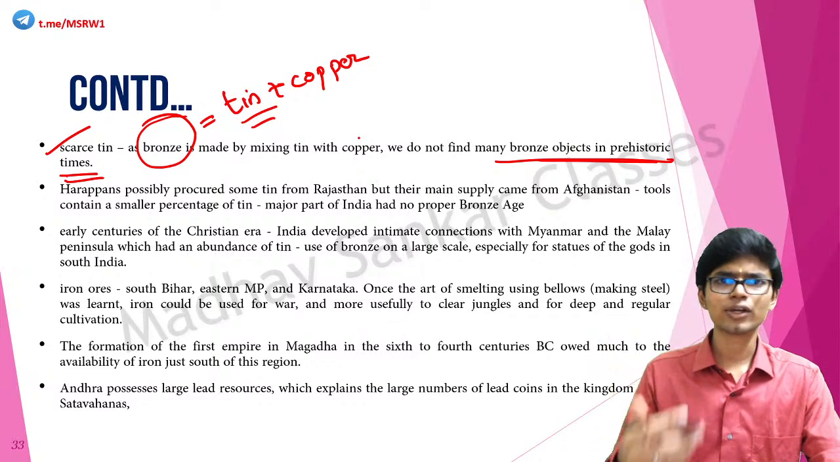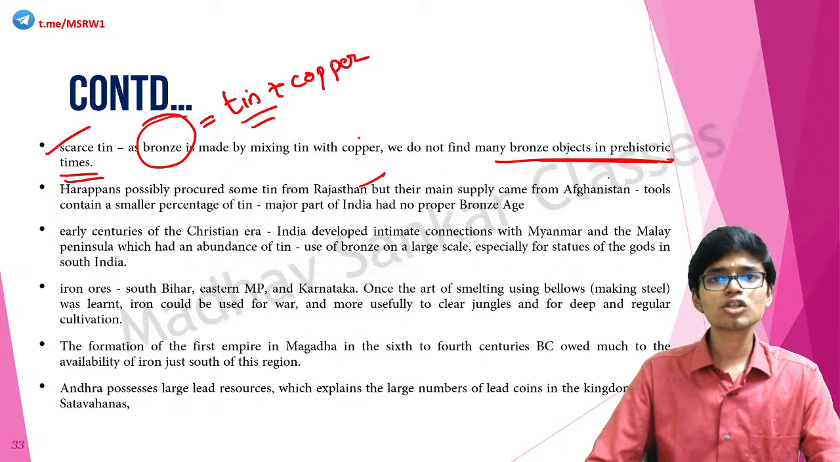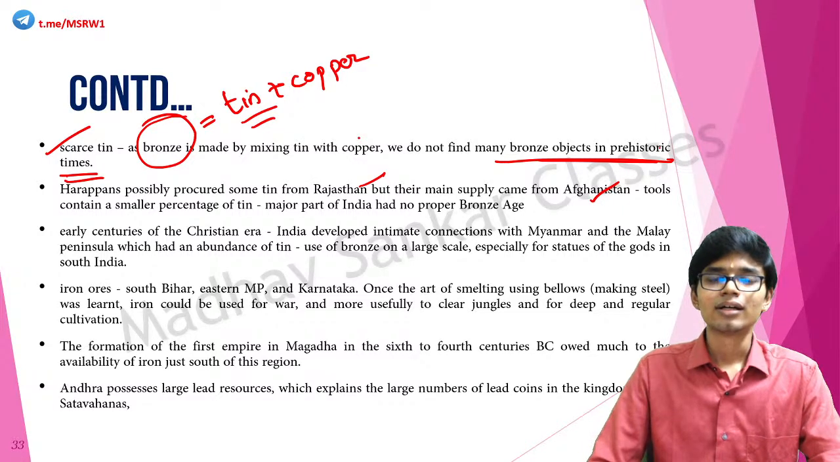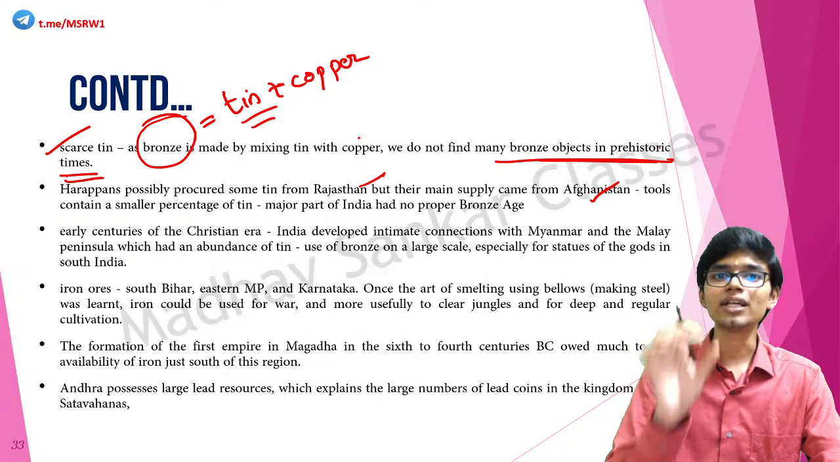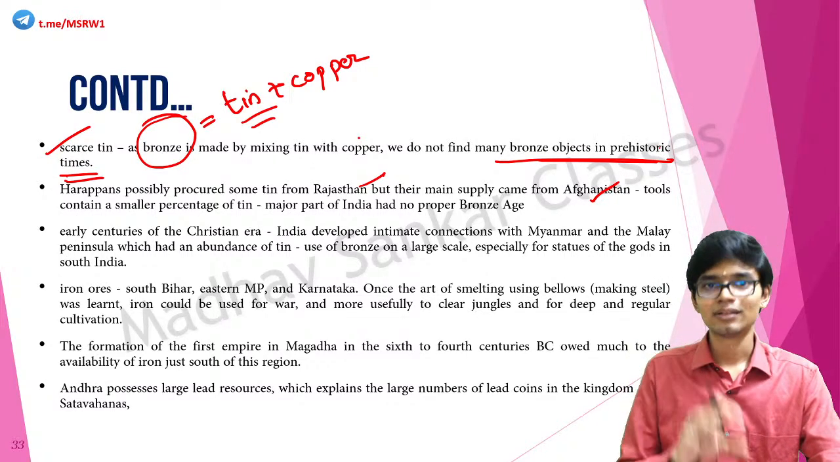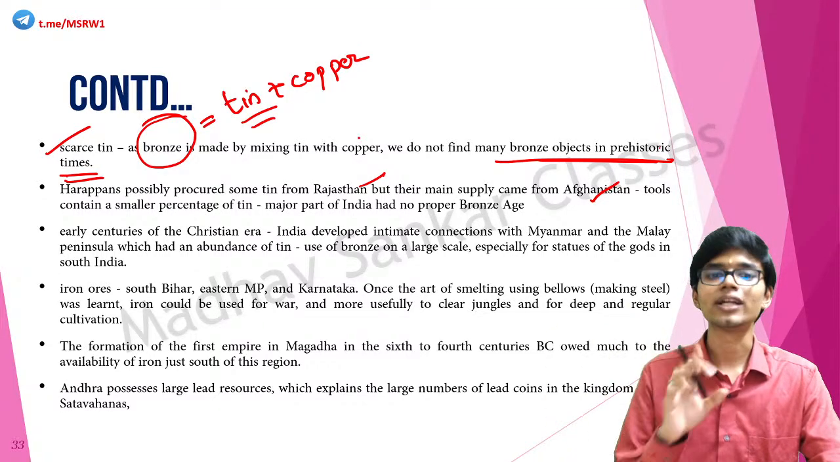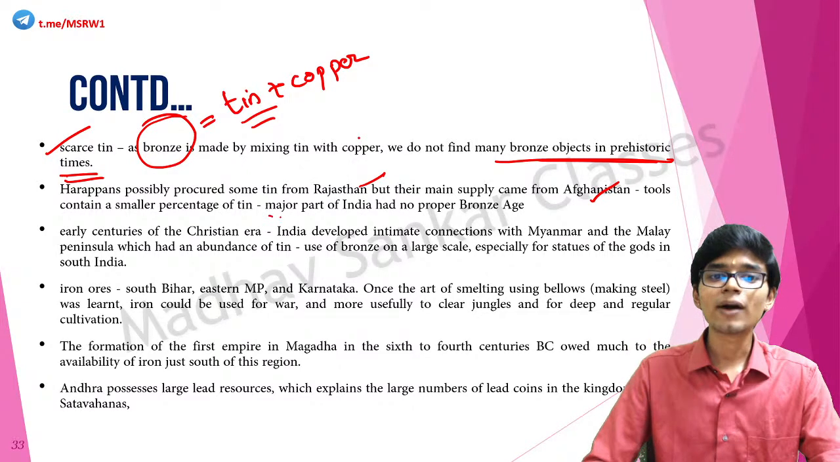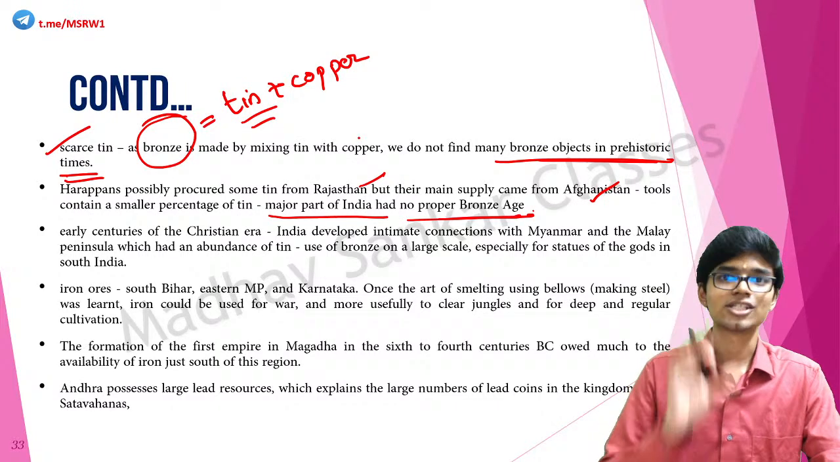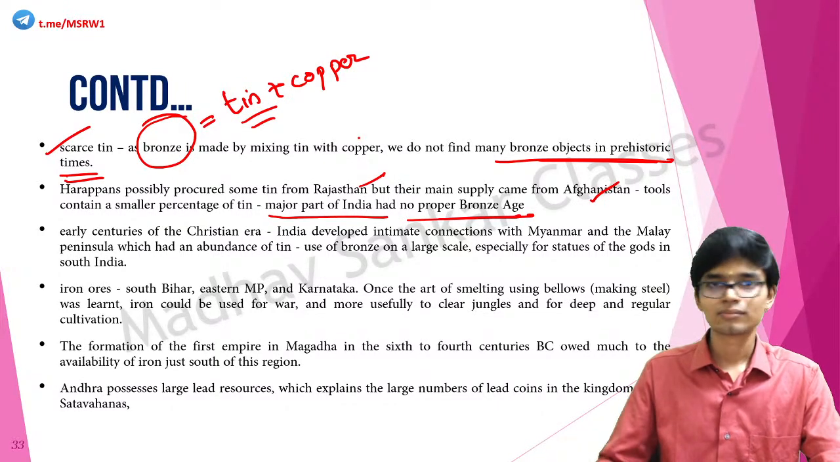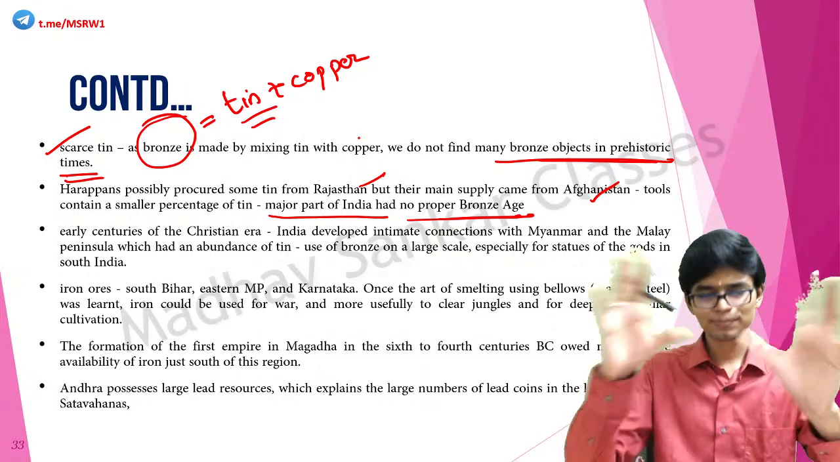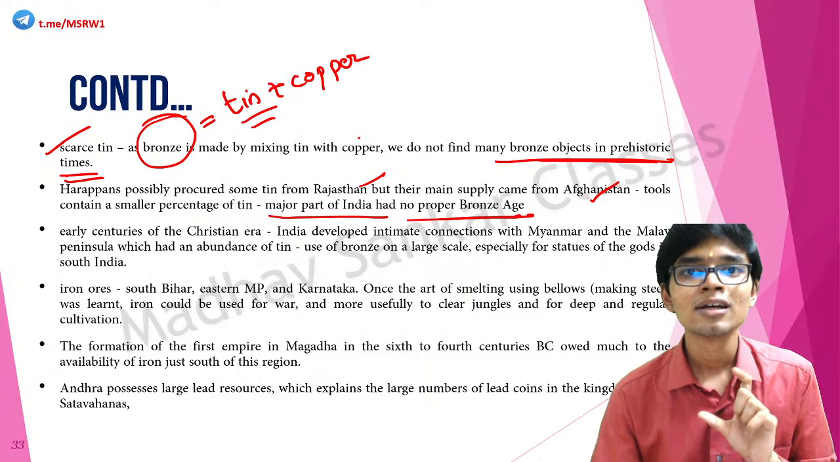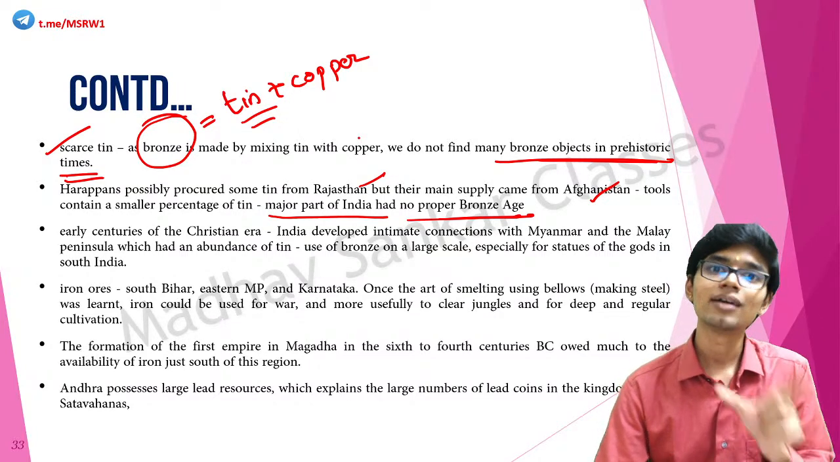Harappans possibly procured tin from Rajasthan, but most of their supplies came from Afghanistan. If you take a closer look, you will understand that in Harappan bronze tools, the percentage of tin is comparatively very low. Simple reason, the shortage of tin. This is also the reason that the major part of India had no proper Bronze Age. We talk about the Stone Age and various things, but most of India does not have a proper Bronze Age. Why? Because we did not have enough tin to make bronze.